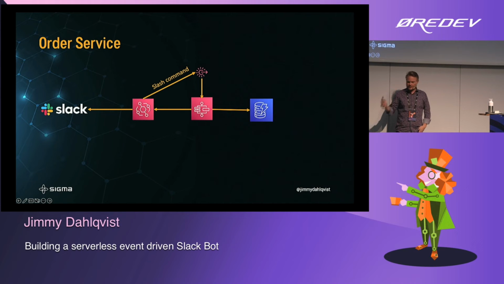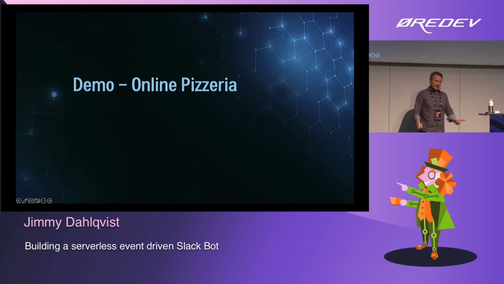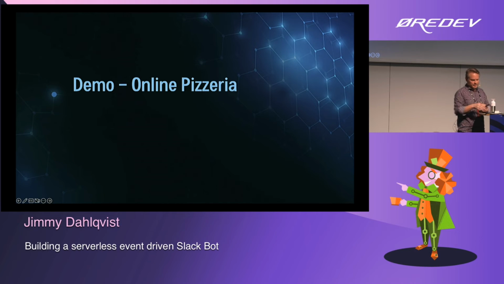That's one thing. The second thing we're going to do is build the bake service. So the bake service is going to pick up that an order has been created. It will fake baking the pizza. It will add a message onto Slack saying, hey, your pizza has been baked, blah, blah, blah. And then the delivery service that is also already in place will pick up and things like that. So that's it. Now we're going to go building.